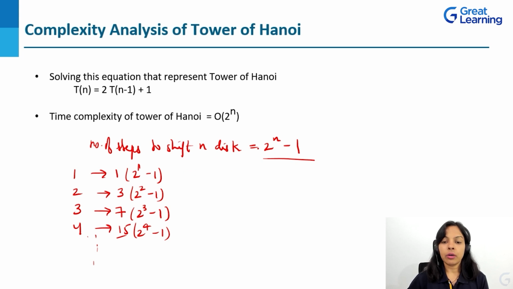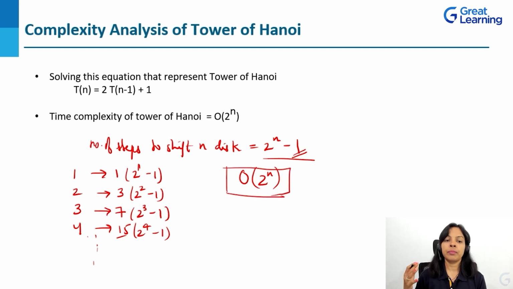Right? Now, this is the total number of steps you are performing. So even programmatically, this is the number of steps you have to perform to shift the disks. If I convert this into time complexity, then the constant terms are always ignored, and the remaining ones are taken into consideration. So the time complexity of big O of 2 to the power n is the final time complexity for the Tower of Hanoi implementation.